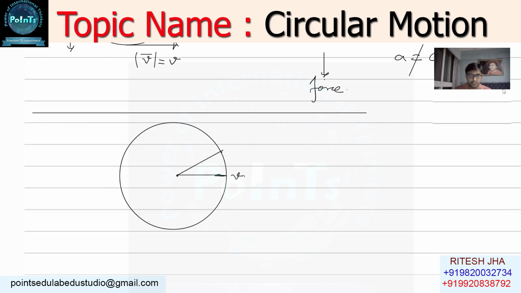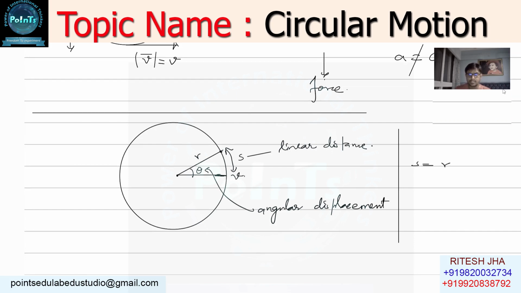There is another term over here, and that is the angular displacement. There is something called linear displacement, denoted by the letter S, and angular displacement denoted by theta. S is basically the linear distance, and theta is the angular displacement. You already know that S equals R theta, right?